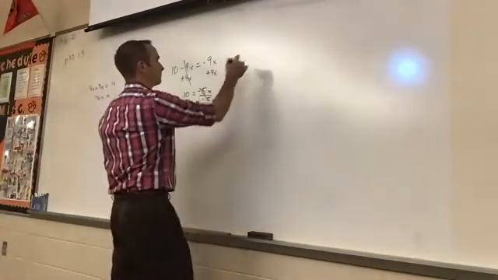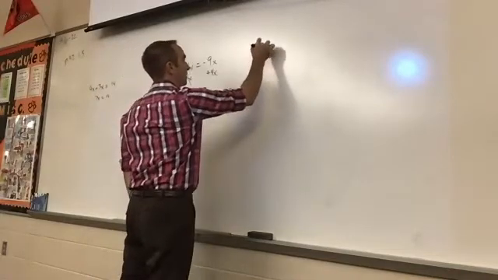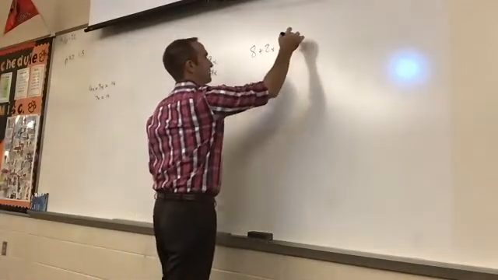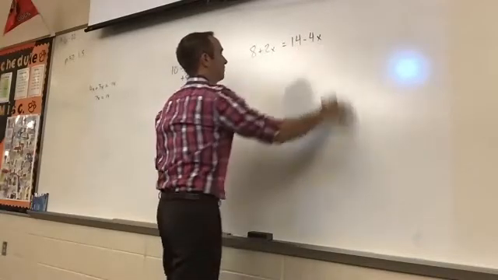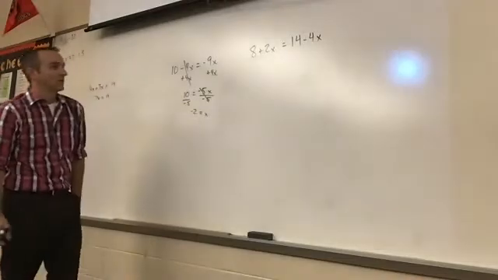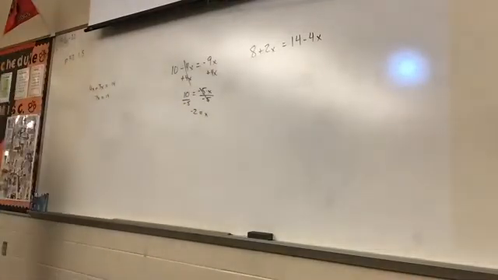Let's go: 8 plus 2x is equal to 14 minus 4x. So I want you to get the variables together on one side first, then worry about the other numbers. Okay? Get the variables together on one side first, and then you can solve it. Okay, go ahead, let's see what you can do.